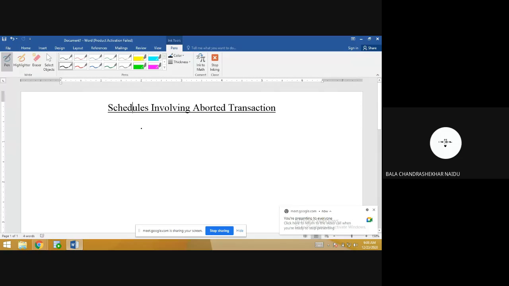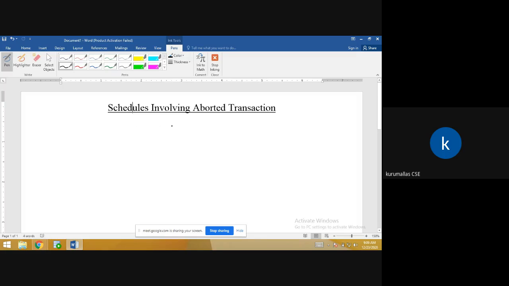Okay. Today's class, we need to discuss schedules involving aborted transactions. We know that abort means while a transaction is executing, if any problem occurs inside the transaction, it is automatically stopped, which means the transaction is aborted. If any failure occurs inside the transaction, then the transaction is aborted. After that, the transaction is rolled back. That is the aborted transaction.